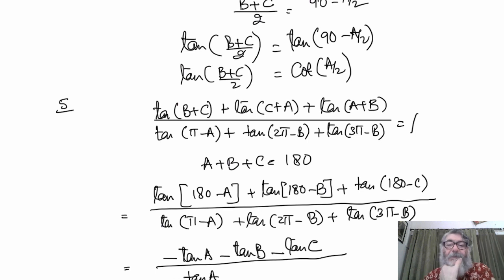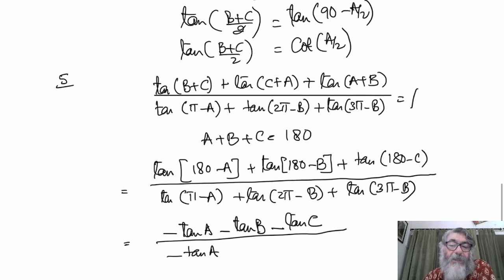2 pi minus B: 2 pi will come on the axis on the right hand side, an even multiple of pi, and if I subtract, then it will come into the fourth quadrant. In the fourth quadrant, only cos and sec are positive, the rest are negative, so it will be minus tan B. And similarly, 3 pi minus C means again 3 pi is going to come on the left side, an odd multiple of pi.